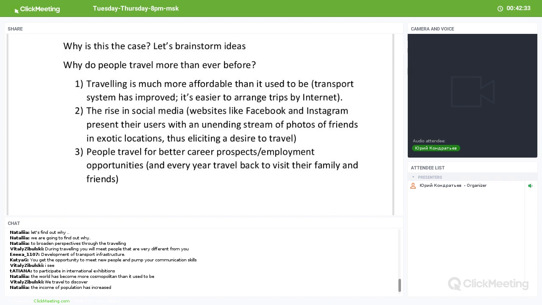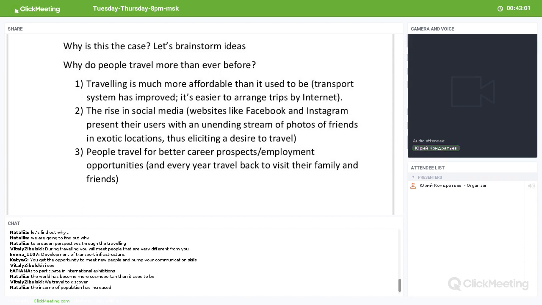The income of the population has increased. So here's what I'm offering. Traveling is much more affordable than it used to be. The transport system has improved, and it's easier to arrange trips by internet now. Then the rise in social media: websites like Facebook and Instagram present their users with an unending stream of photos of friends in exotic locations. And so this elicits a desire to travel.